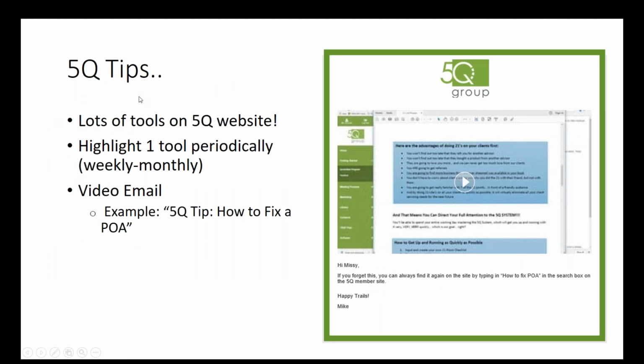Okay, 5Q tips, lots of tools. You're going to be receiving some tips going forward here and there. Just to remind you, guys, is our website sparse or is our website robust? There's so much stuff on there. Missy and I will be amazed that we'll forget tools that we've been using for 5 years because we add new tools and things like that. So what I've decided to do is just send you tips to remind you about some things you had forgotten exist on the website. So you'll be getting those on an occasional basis.